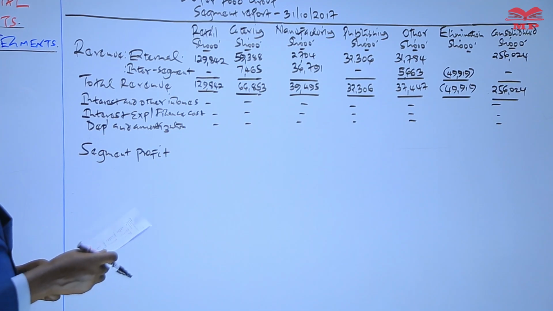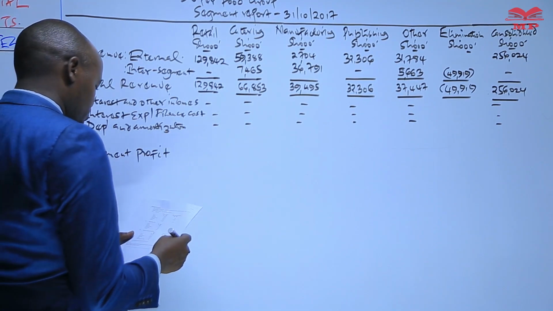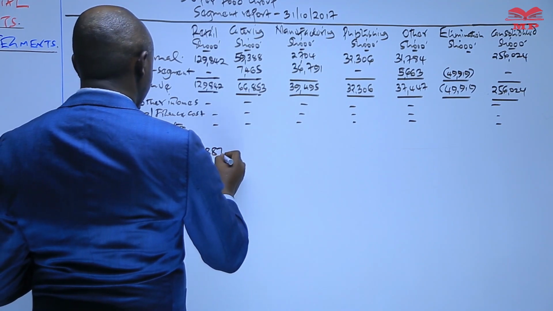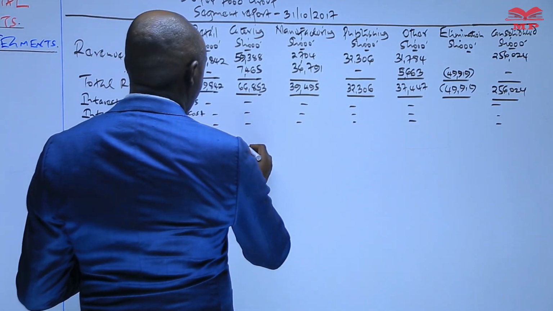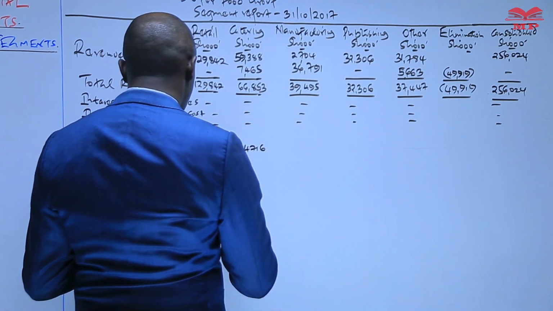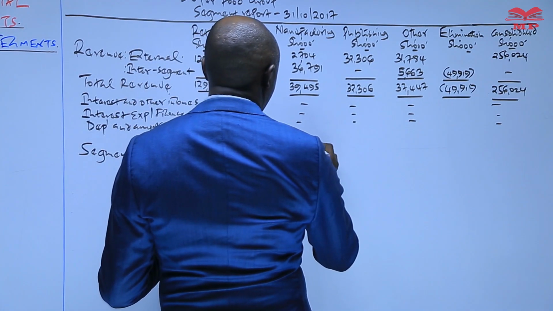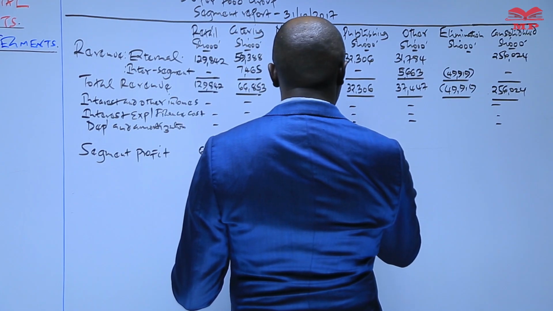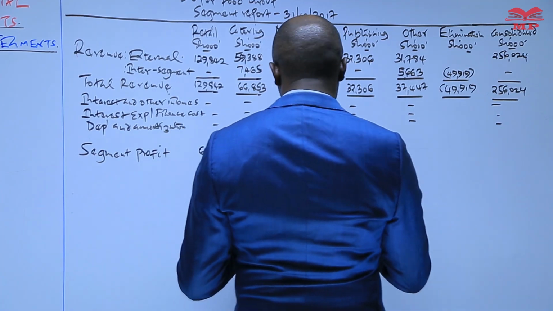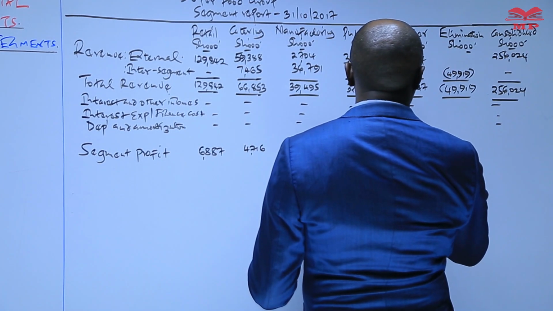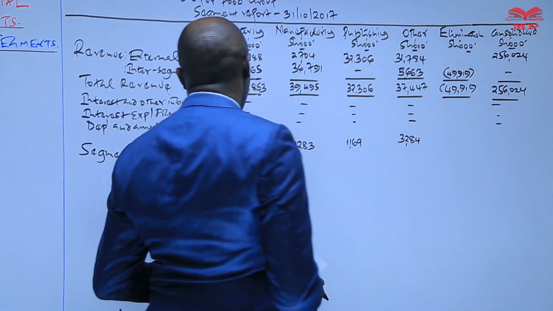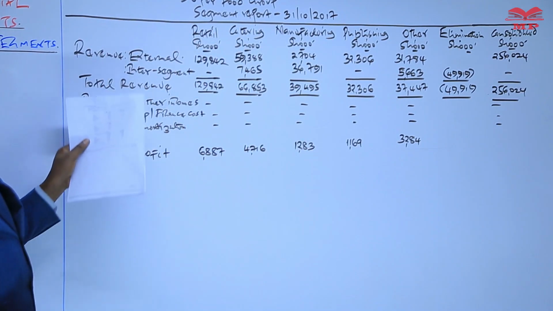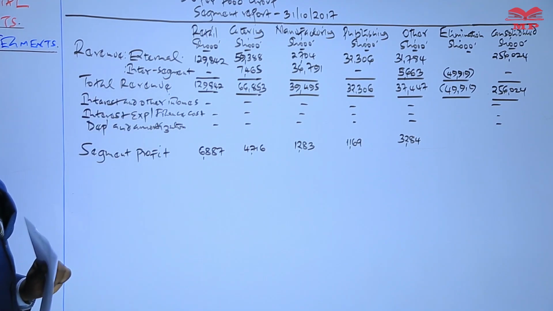number 2. We are given the operating profit of each segment. For the first segment it is 68.87. For the other one it is 47.16. For the other one it is 12.83. And then we have 11.69. And then we have 32.84. So remember, this particular profit by segment is the profit generated from external and internal or intersegment revenue.